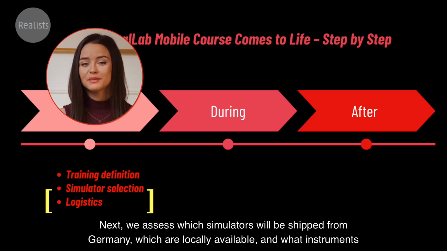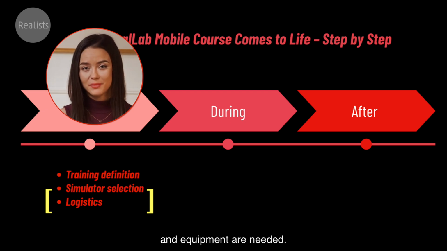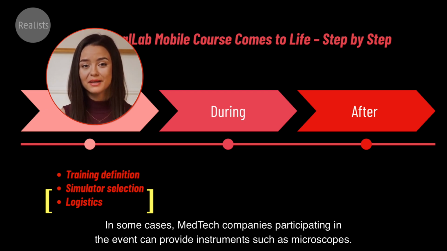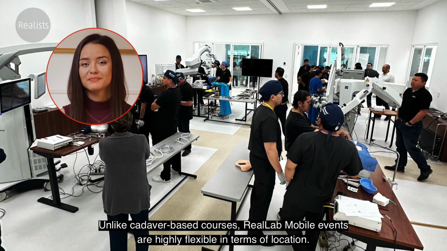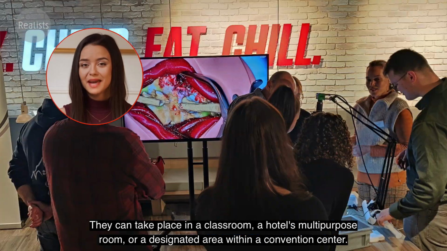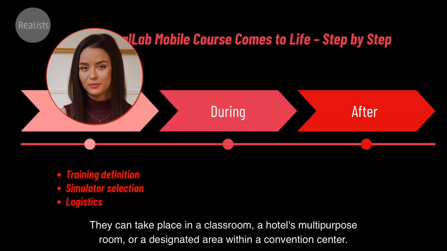or our Real Imaging Advanced system pre-installed and synced with the simulator for navigation. Next, we assess which simulators will be shipped from Germany, which are locally available, and what instruments and equipment are needed. In some cases, MedTech companies participating in the event can provide instruments such as microscopes. Unlike cadaver-based courses, RealLab mobile events are highly flexible in terms of location. They can take place in a classroom, a hotel's multi-purpose room, or a designated area within a convention center.